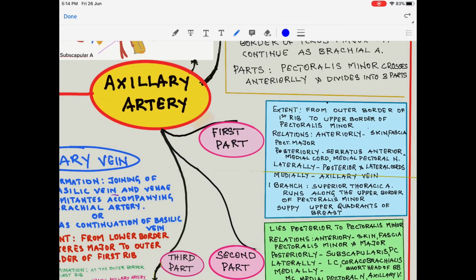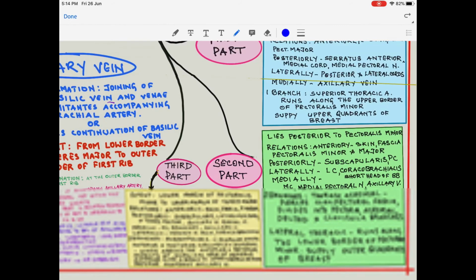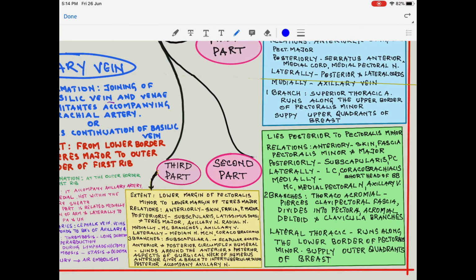Now the second part. The second part lies posterior to pectoralis minor muscle. Anteriorly: skin, fascia, pectoralis minor and major muscles. Posteriorly: posterior cord and subscapularis muscle. Laterally: lateral cord and the two muscles coracobrachialis and short head of biceps brachii. Medially: medial cord, medial pectoral nerve and axillary vein.